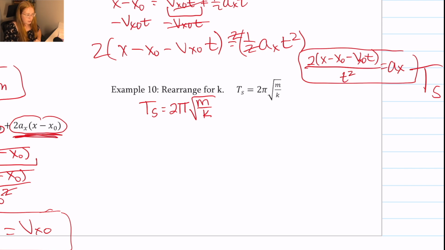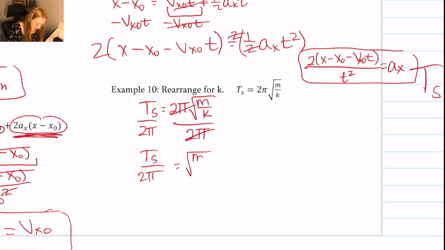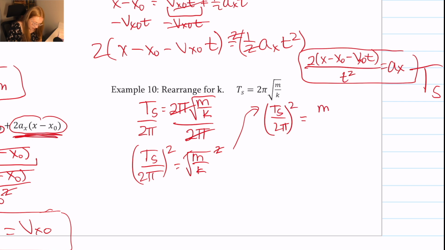We're going to have to start outwards, work our way inwards. So the first thing I would really want to deal with is that 2 pi. So 2 and pi are both being multiplied. Let's do the opposite. So you get T S divided by 2 pi equals square root of m over k. And to continue that and get to the k, I would have to take care of that square root. So to take care of a square root, opposite of square root is squaring. Let me rewrite it up here. So we have T S over 2 pi, squared, equals m over k.